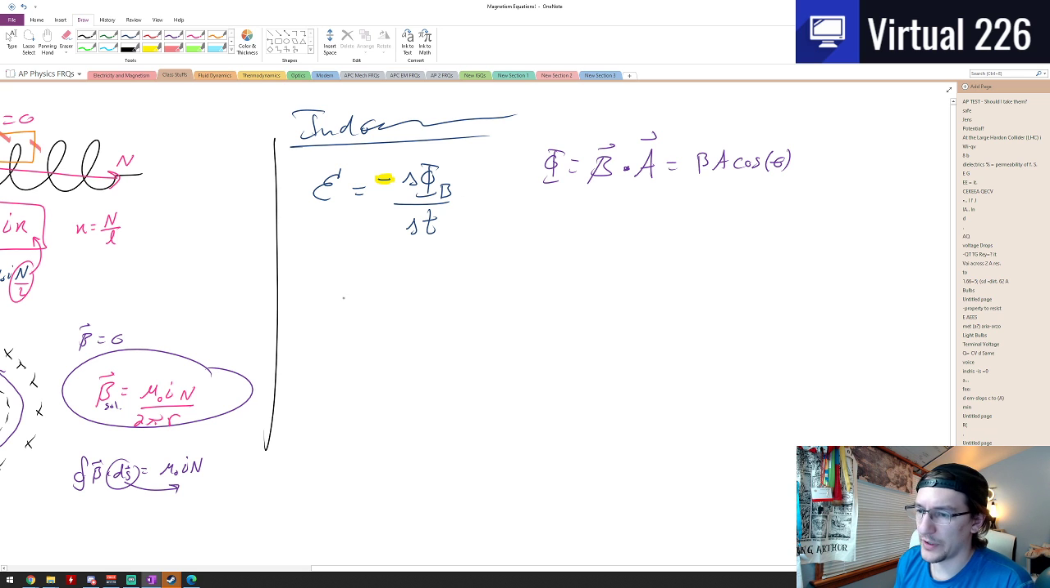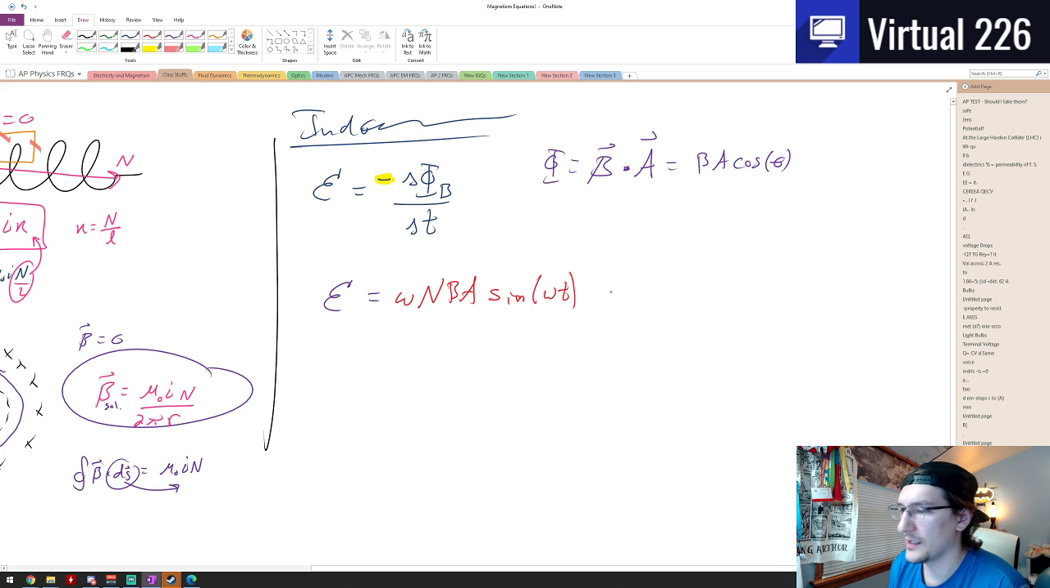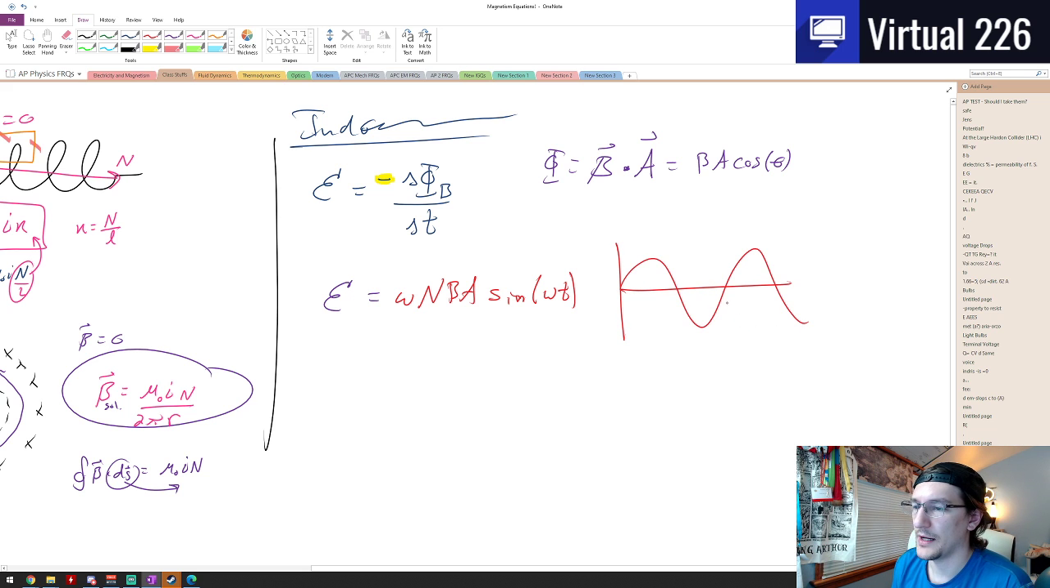And from this, we were able to say that the EMF generated from a generator was equal to omega NBA, so the Women's National Basketball Association, times sine of omega t, and that's actually giving us alternating current, like that, where these peaks here are just the WNBA term, because the biggest number sine could ever be is equal to 1, which we just kind of remove from the equation.